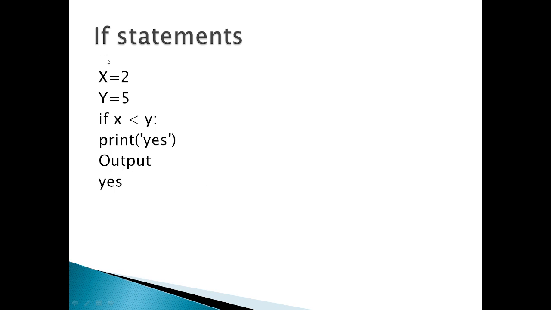The first example is the if statement. Suppose we have a variable x with value 2 and y with value 5. In an if statement you write if, then you write the condition. Our condition is if x is less than y. X is 2 and y is 5, so 2 is less than 5, the condition is true, and the output will be yes. अगर if statement true हो जाएगी, so ये print पे जाएगा और output आ जाएगी आपकी yes.